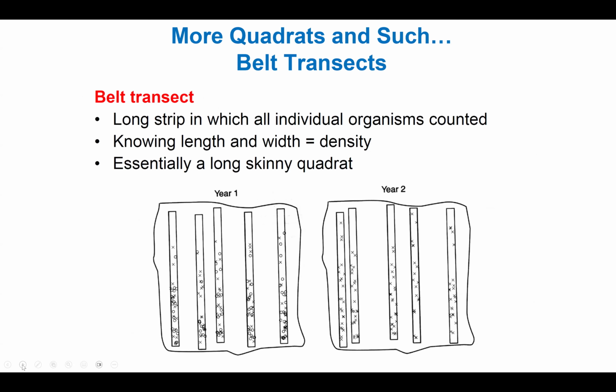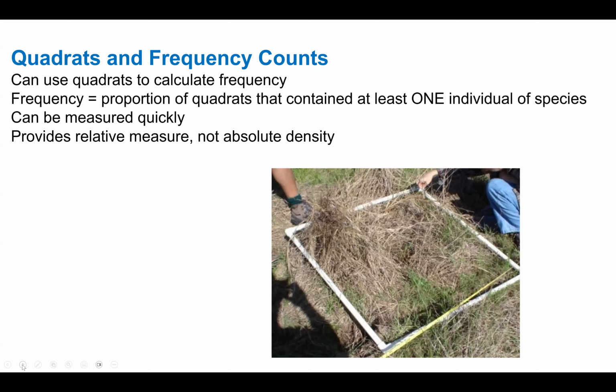A belt transect is a big, huge strip. So you count everything within that width and in that density, and it gives you a really long, skinny quadrat, basically. Frequency counts are a little tricky. You really only look at the proportion that has at least one individual of the species. So you can measure it really quick, right? You look in here and it's like, okay, there's at least one, right? Or we found 5 of the species. We don't measure how big they are or anything like that.